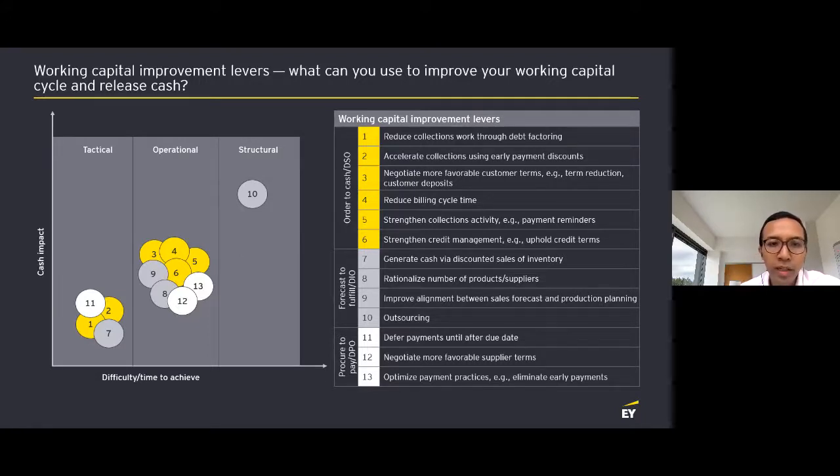And DIO, I think try to rationalize the number of products and suppliers. Try to improve alignment with your sales forecast and production planning. I think those are the key items.